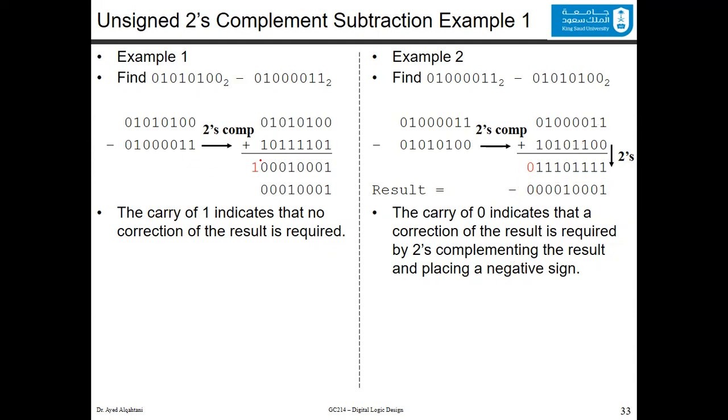Notice if there is no correction needed, meaning that you have an end carry, you do the 2's complement only one time, at the beginning, when you want to convert the subtraction to addition. If a correction is required, you do the 2's complement 2 times, here and here. You do it first to convert the subtraction to addition, and you do it again another time to correct the result.